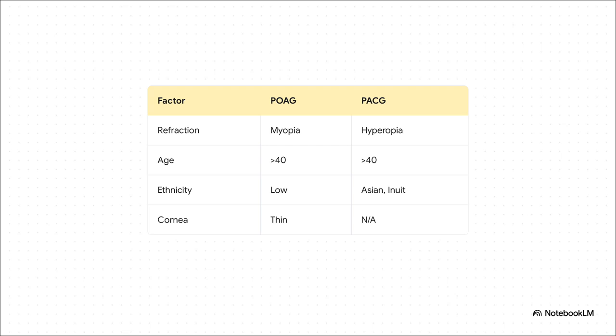And finally, pay super close attention to the ethnicity risks. While Asian ancestry carries a high risk for angle closure, the staggering outlier is the Inuit populations of Alaska and Greenland. Guys, their relative risk for primary angle closure glaucoma is estimated to be 40 to 50 times higher than individuals of European or African heritage. That is huge. Do not miss that on a test.